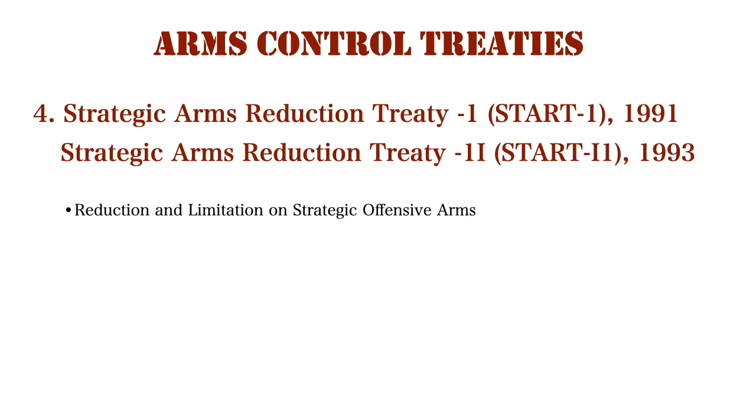Okay. Then we have the Strategic Arms Reduction Treaty, or START 1 and START 2, signed again respectively in 1991 and 1993. And this treaty was on the reduction and limitation on strategic offensive arms. The treaty was signed, of course, between the United States and the USSR. You'll find all about these treaties in your textbook, okay?